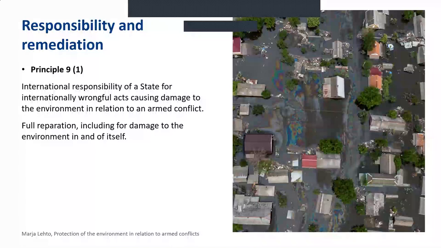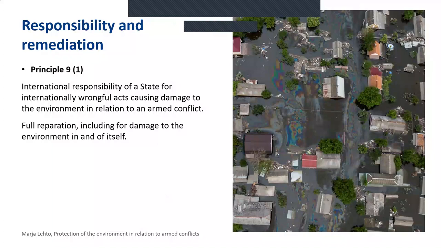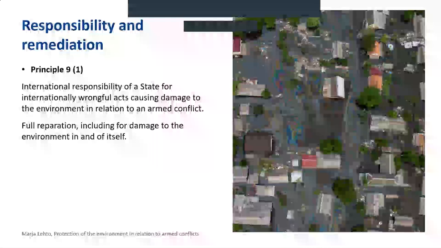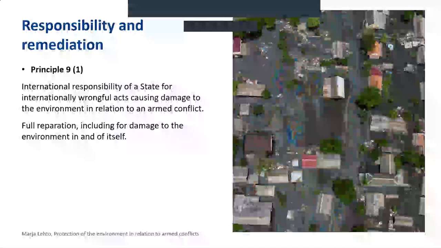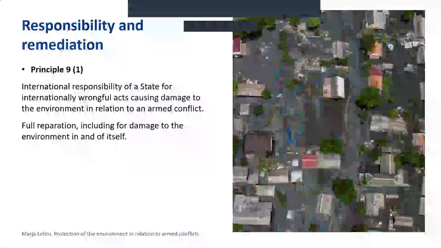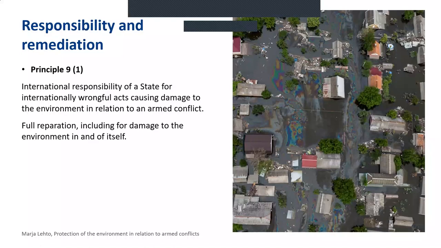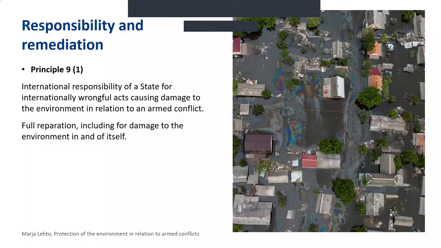As the last issue, I will discuss responsibility and remediation. The picture is from the effects of the destruction of the Nova Kakhovka dam in Ukraine last year. In this regard, I would first like to highlight principle 9, paragraph 1, on state responsibility. This principle restates the fundamental rule that every internationally wrongful act of a state entails its international responsibility and gives rise to an obligation to make full reparation. The principle reaffirms that this general rule of the law of state responsibility also applies in relation to armed conflicts and in relation to environmental damage.